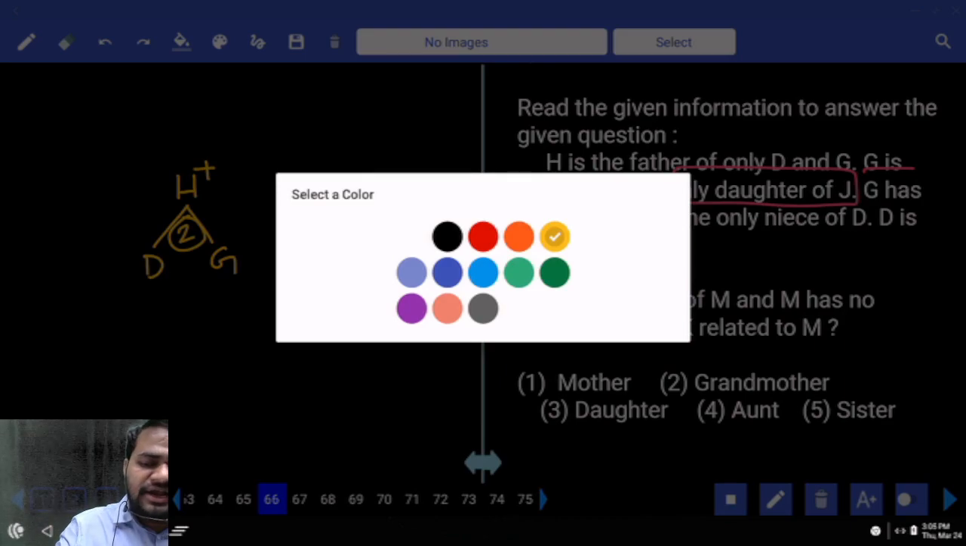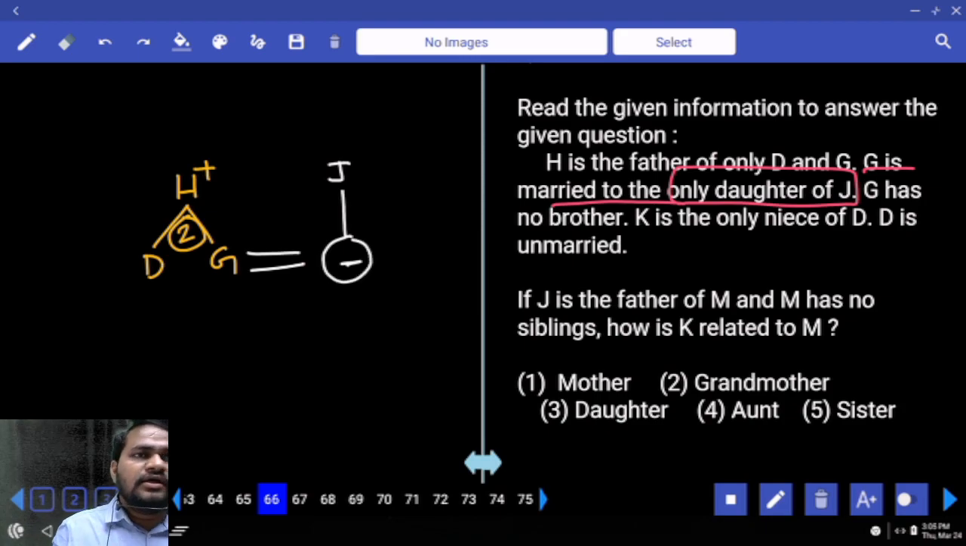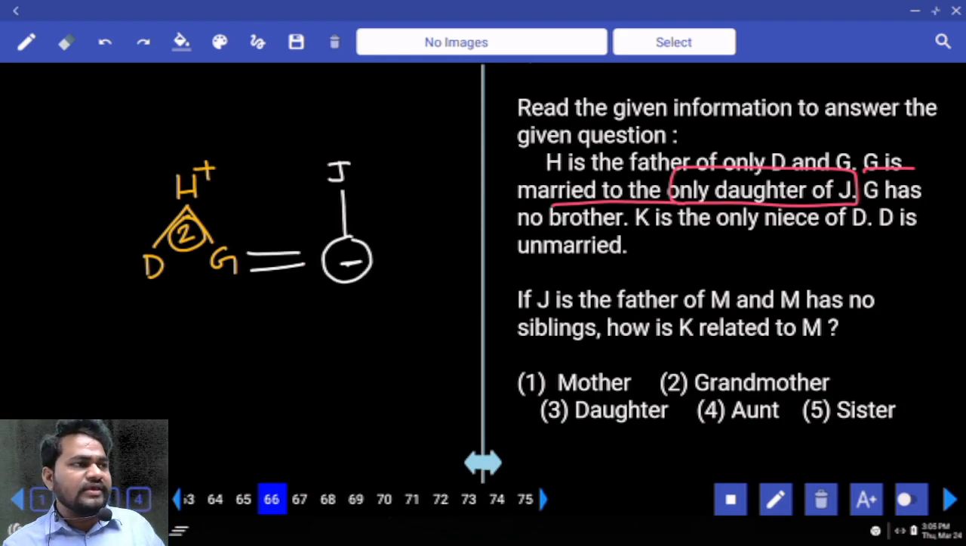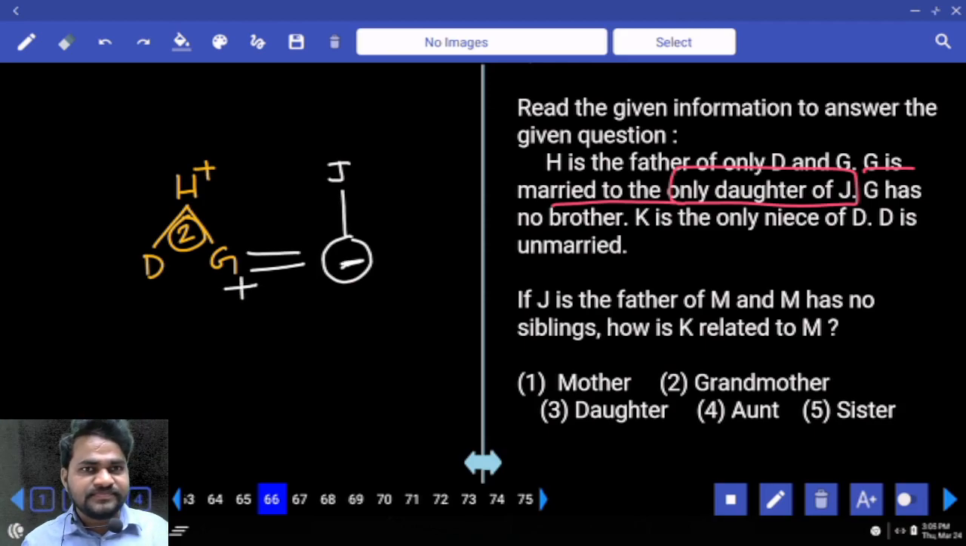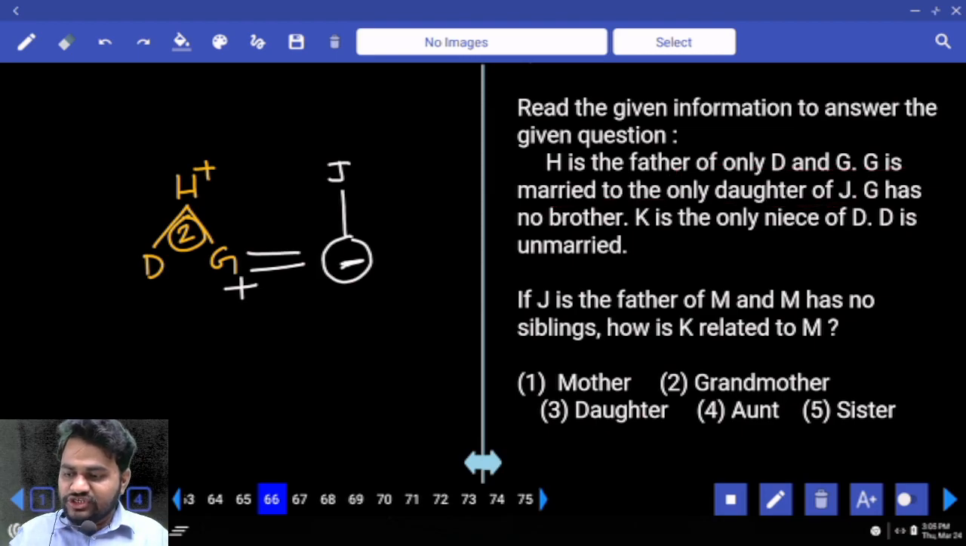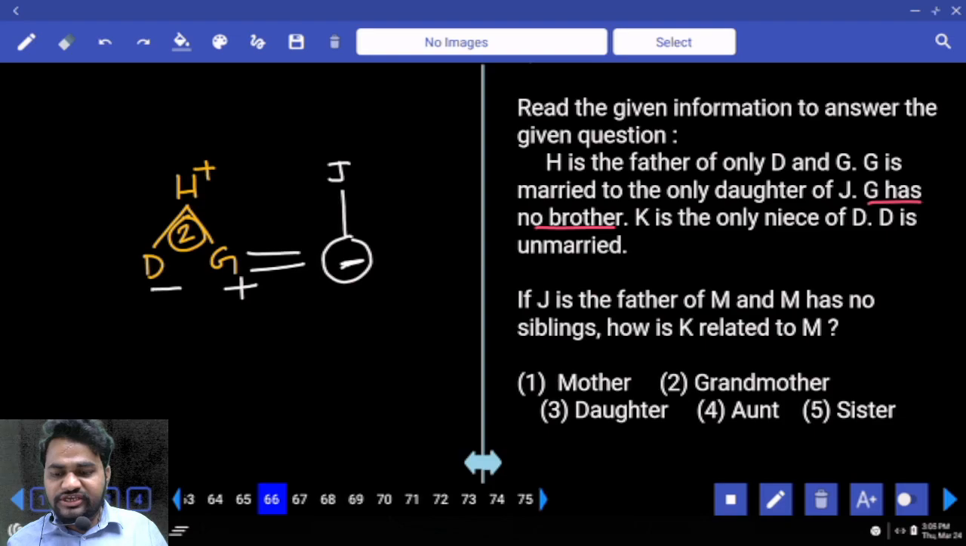Next, G is married to only daughter of J. G does not marry J. G is married to the only daughter of J, which means J has only one daughter. That only daughter of J is married to G. When it is a female member, obviously G will be a male member. Next, G has no brother. G does not have any brother, which means D will be sister of G.